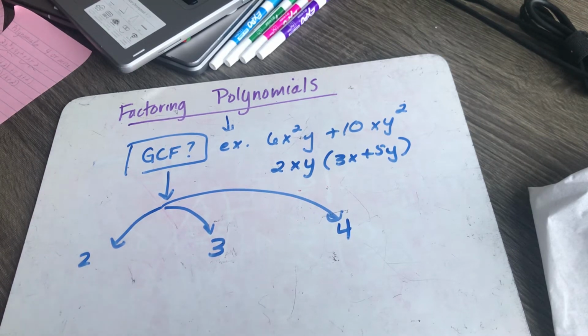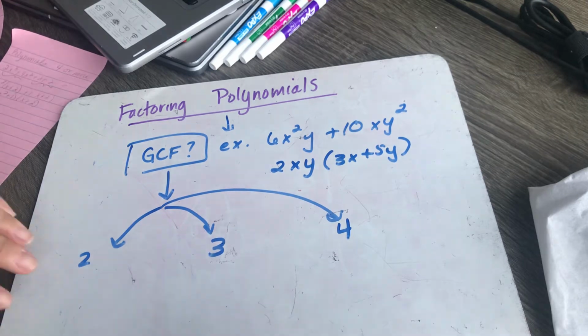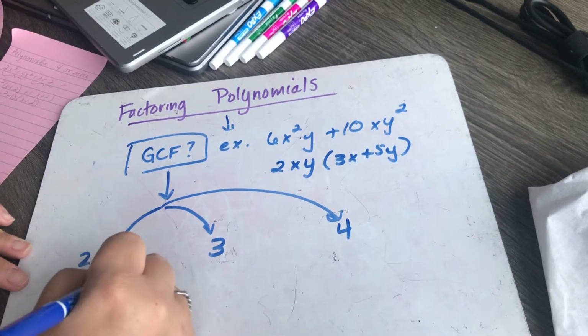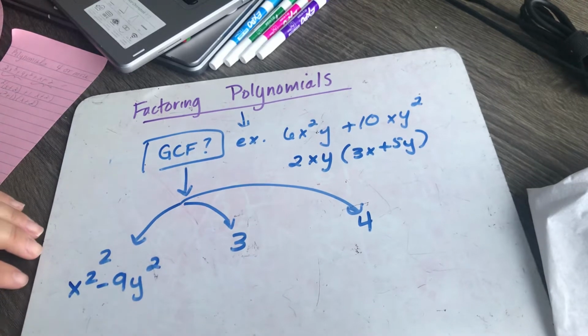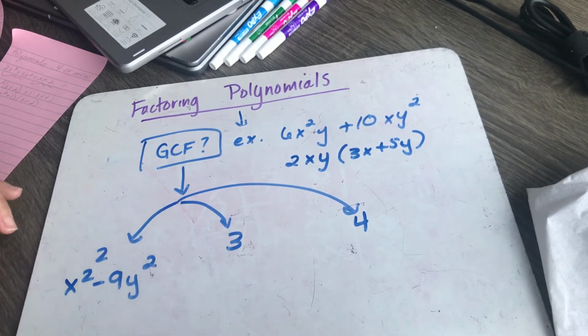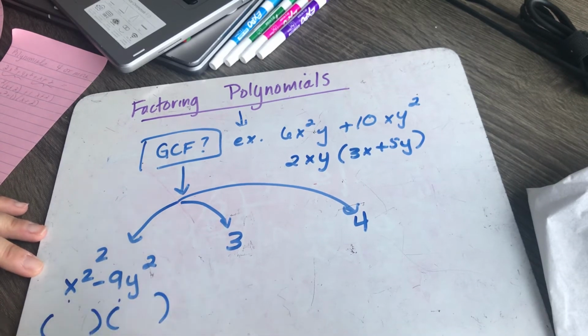So if it's just a binomial, then we're going to look at one. So x squared minus 9y squared. When you do the binomials, you see if you can find the difference of the squares. If yes, we need to factor it out. So is this a perfect square? Yes. Is this a perfect square? Yes.